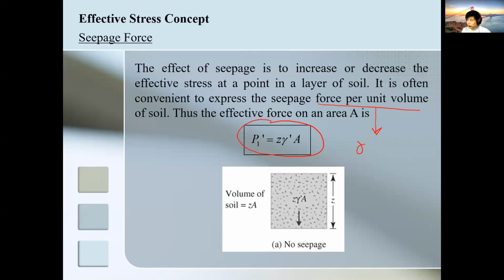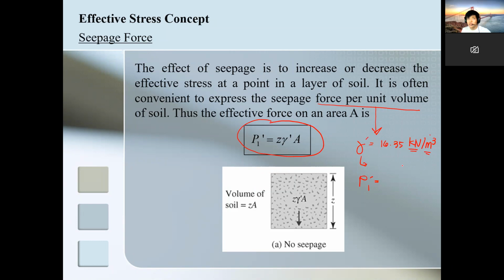So let's say your unit weight gamma prime is 16.35 kilonewton per cubic meter. So that is automatically your effective force per unit volume. The force is in kilonewton, and per unit volume is cubic meter. So for every 1 cubic meter, the force generated by that volume is 16.35. Otherwise, if you are given all the dimensions, the total length of the soil specimen and the cross-sectional area, then you can solve for the force.